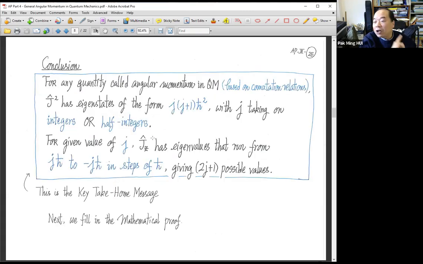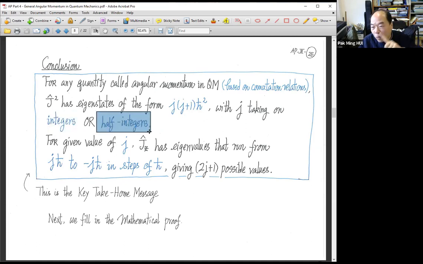So here's the conclusion. I will show you the derivation. It turns out for anything that follows the 6 commutation relations, the eigenvalue of the magnitude square, J square, must be of this form. It cannot be any other form. And then this J number, that is the longest component, can only take on either integers or half integers.